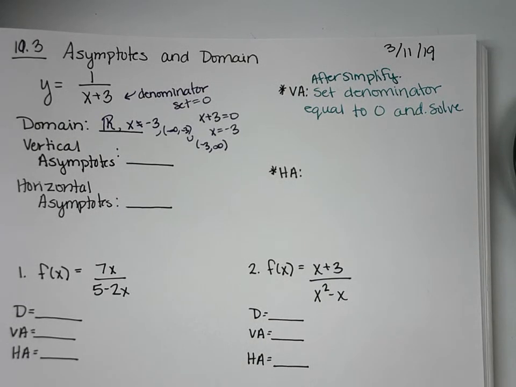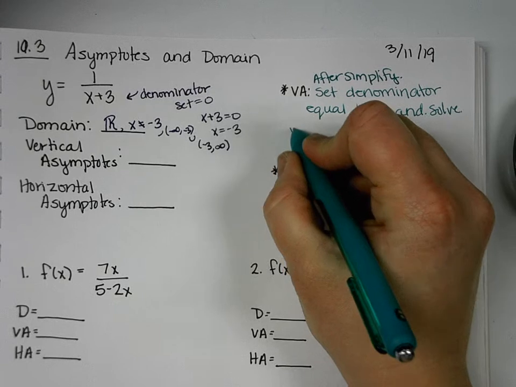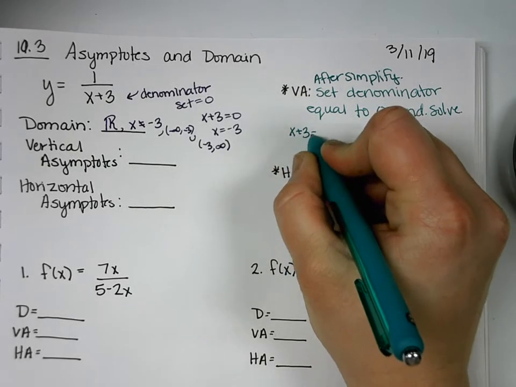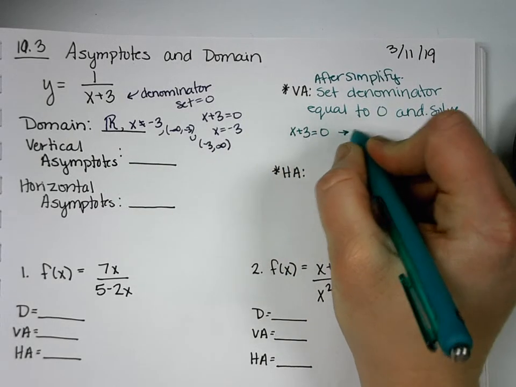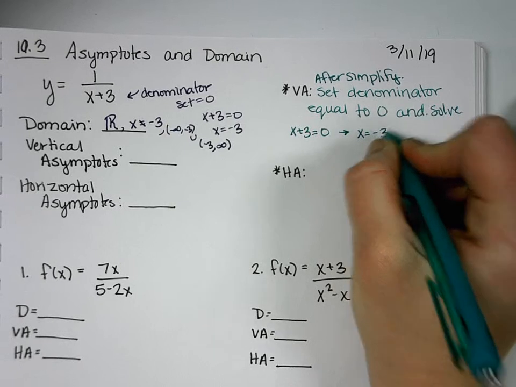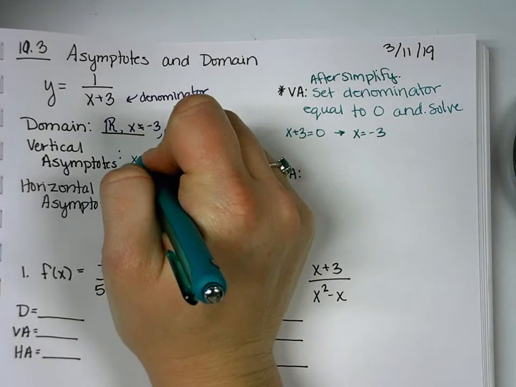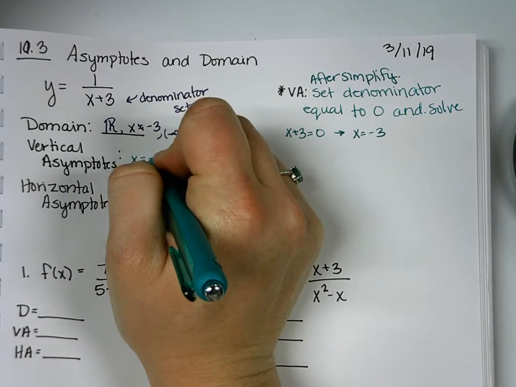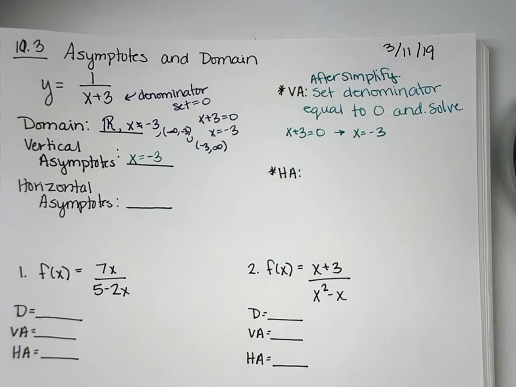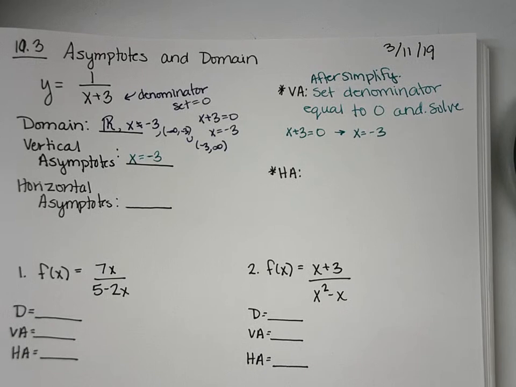So with this one, we can't simplify anything, so we actually get x equals -3 as a vertical asymptote. Okay, that doesn't always happen. It only happens when you can't simplify the original equation.